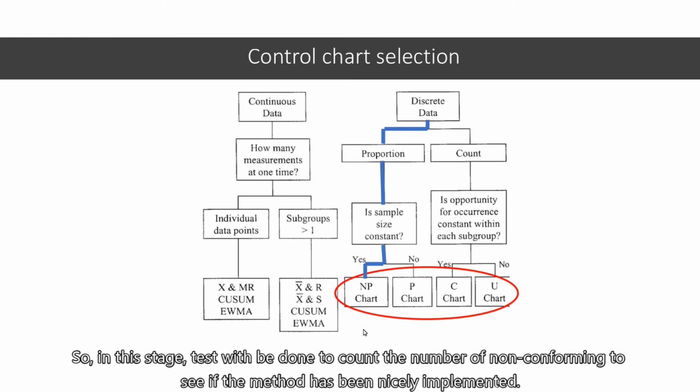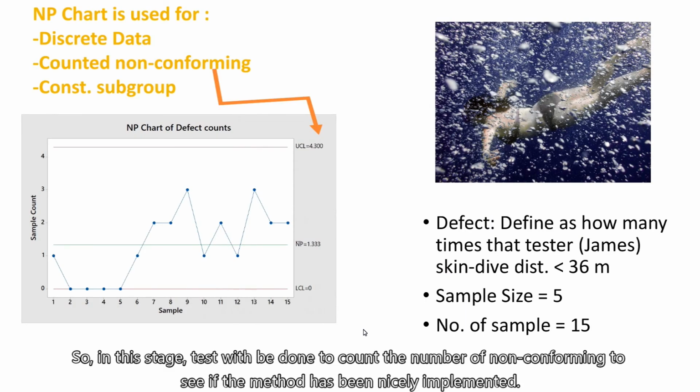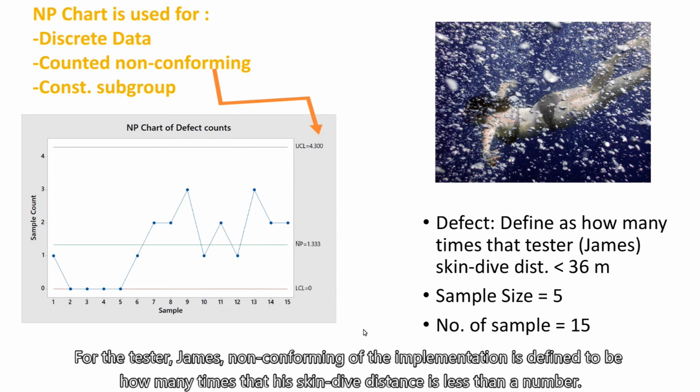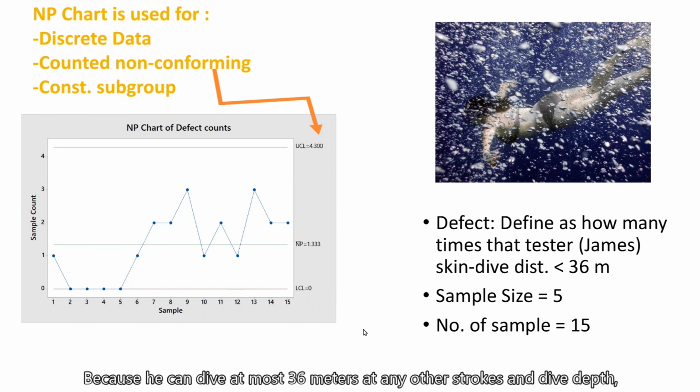So, in this stage, a test would be done to count the number of non-conforming items to see if the method has been nicely implemented. For the tester, James, non-conformance of the implementation is defined as how many times his skin dive distance is less than a number. Because he can dive at most 36 meters with any other strokes and dive depth, anytime he dives less than 36 meters is counted as non-conforming.